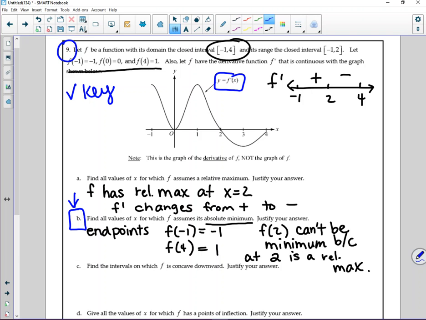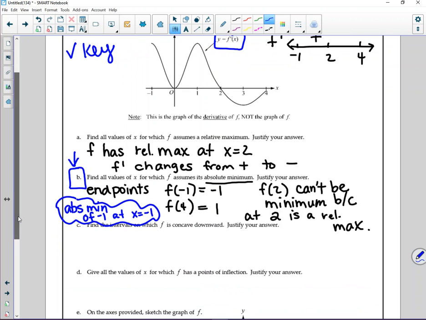So, there's not really that much to do. Conclusion, absolute min on the closed interval of -1 at x equals -1. I check my endpoints. I talked about my critical value. I talk about their y value. So the minimum has to be at -1. Okay.